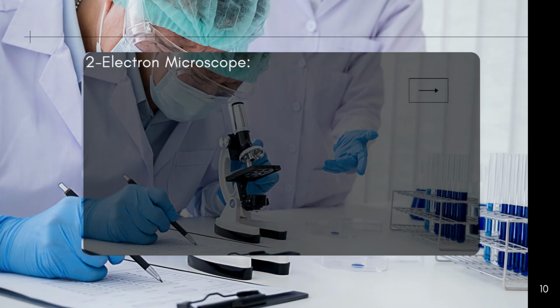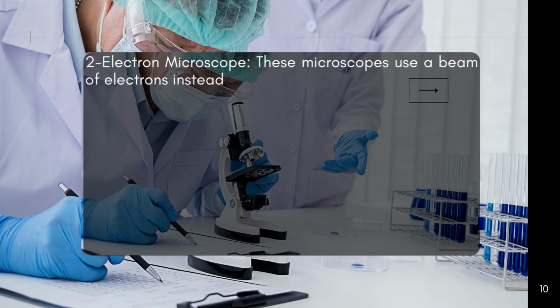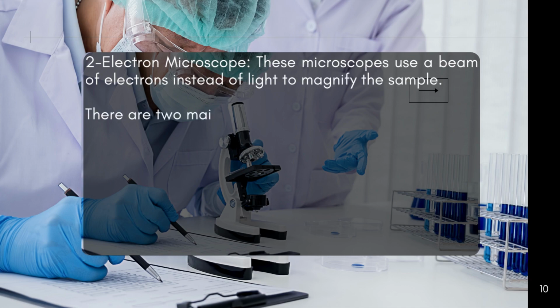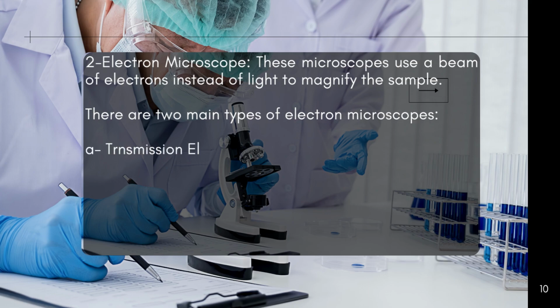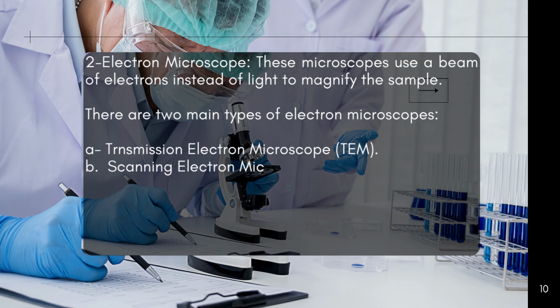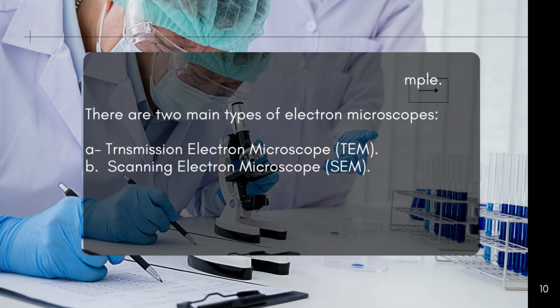Electron microscope. These microscopes use a beam of electrons instead of light to magnify the sample. There are two main types of electron microscopes. A. Transmission electron microscope, TEM. B. Scanning electron microscope, SEM.